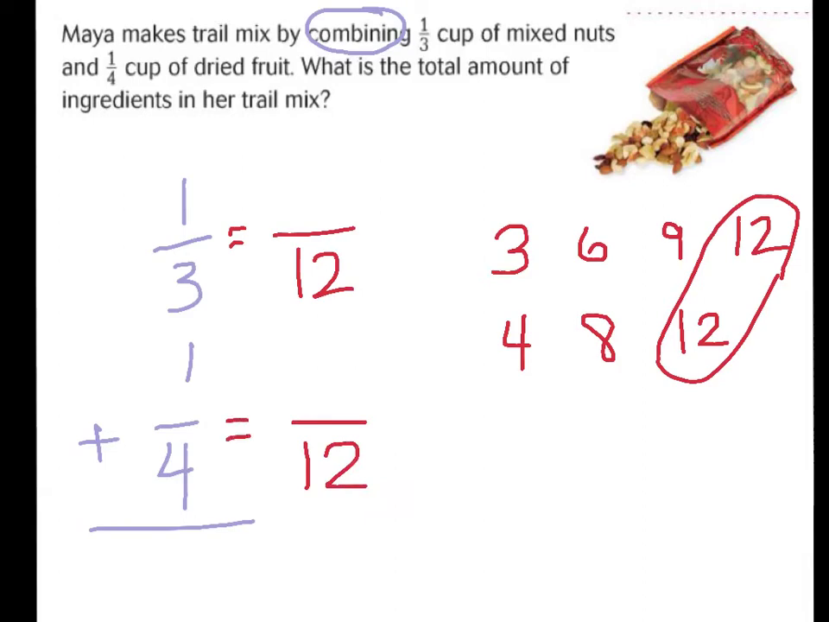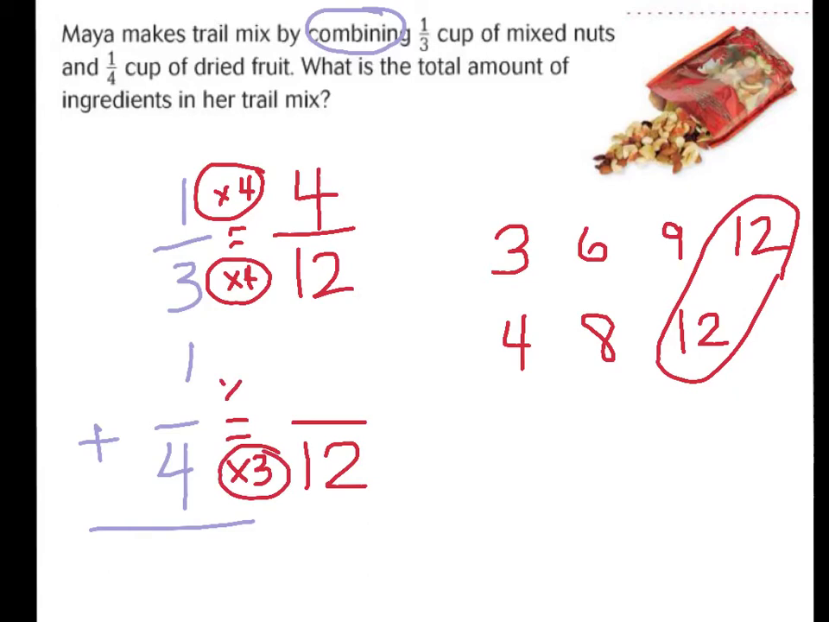Now remember, I'm looking for an equivalent fraction. So what I do on the bottom, I must do on the top as well. So 3 to 12, how do I get from 3 to 12? Well, I have to multiply by 4. So what I do on the bottom, I have to do on the top. So 1 times 4 would be 4. And then if I look at 1/4, how do I get from 4 to 12? I would multiply by 3. So what I do on the bottom, I must do on the top. So 1 times 3 is 3.